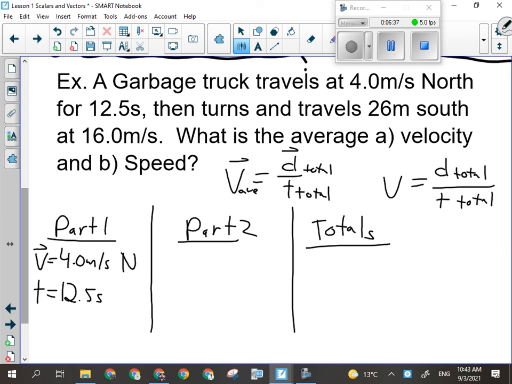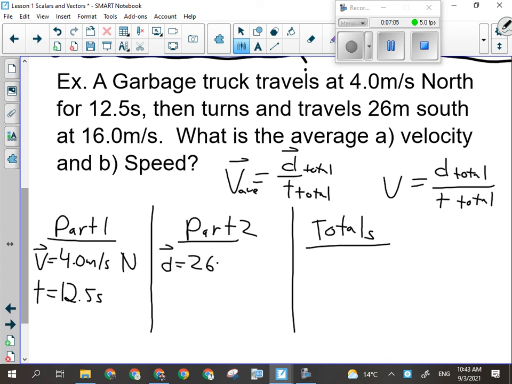And then it turns and travels 26 meters south. What did they give me there? Okay, it is a vector. Which particular piece of information is that? Velocity, displacement, or time? It's a displacement. It's in meters, right? It traveled 26 meters south. So it's a vector quantity. It's not a distance. It's a displacement. All right, so I'm going to write that here.